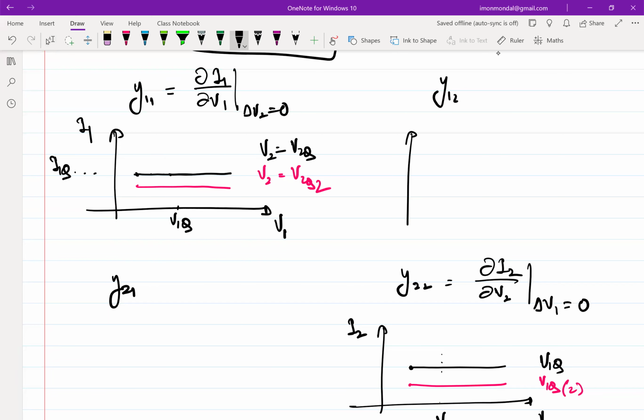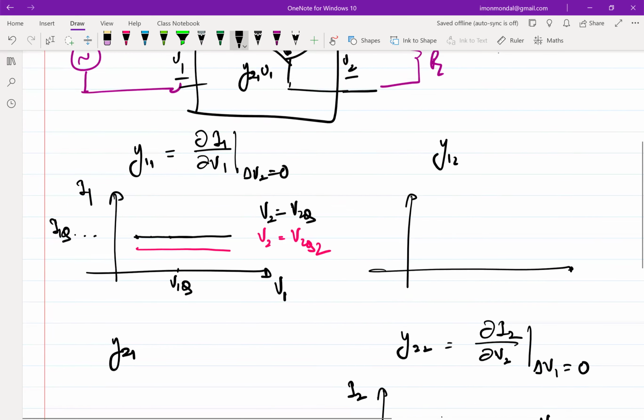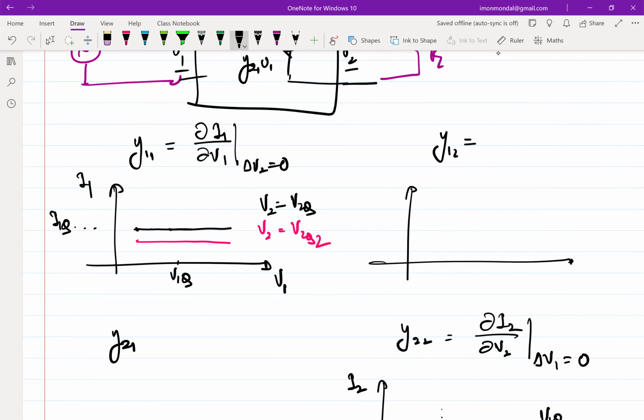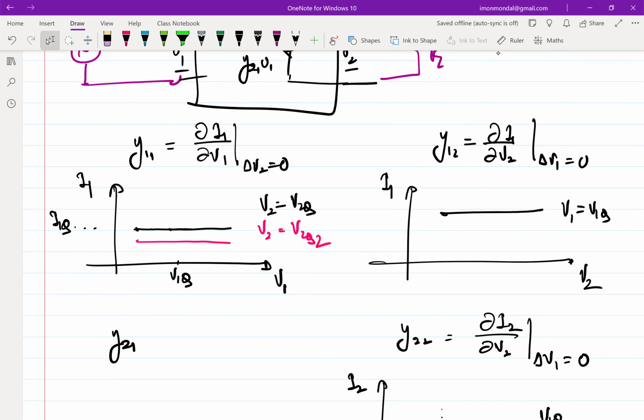Now, same thing with Y12. What is Y12? No, what is the expression? Del I1 over del V2, while del V1 is 0. So what should I plot? What should be the x-axis, y-axis? I1 versus V2, great. Again, same arguments, right? So no change. This is when V1 is equal to V1Q. I'm not drawing the other curves, so it's essentially this.